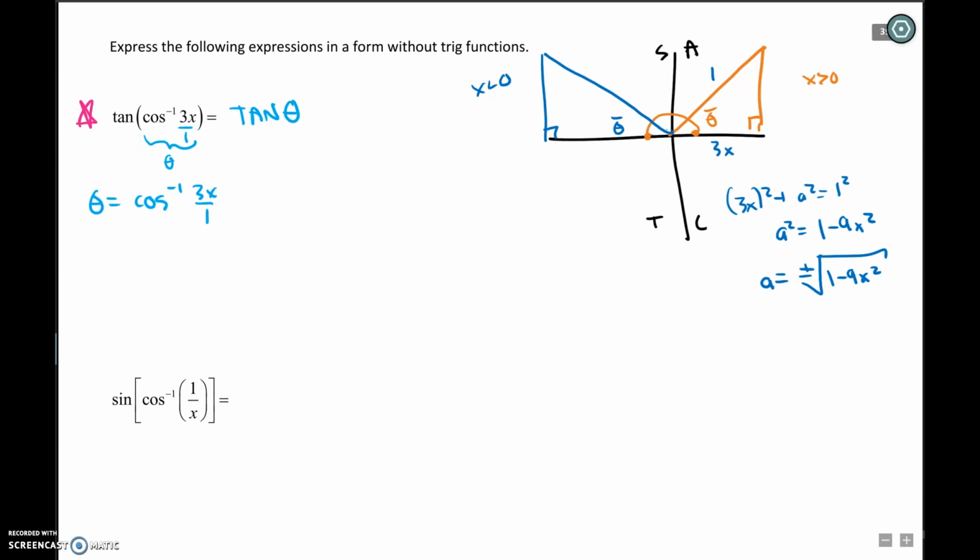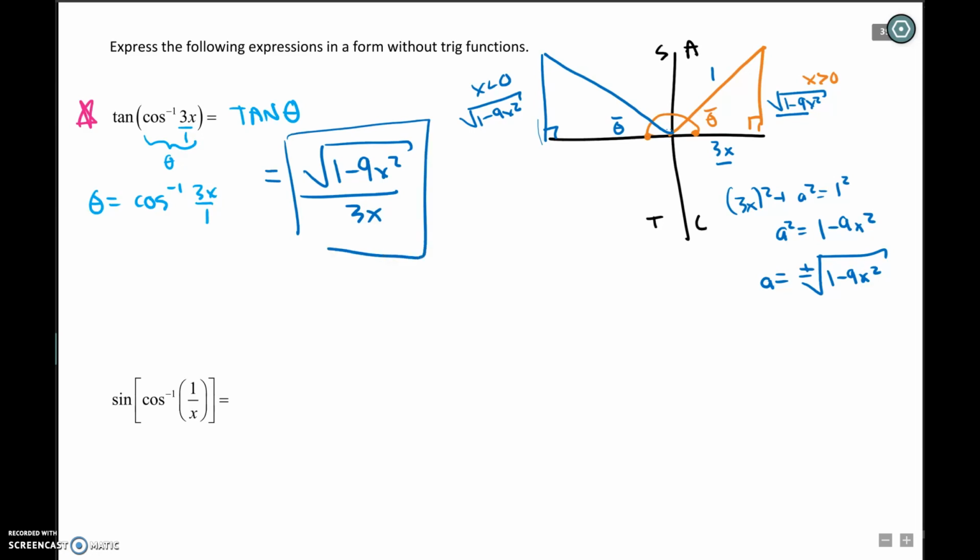However, because these are both positive, they're both up, I don't really need that negative, so I can just say the square root of 1 minus 9x squared. And it's going to be the same for both. You only really need to do one. So what is the tangent of theta? The tangent of theta is opposite over adjacent. It is the square root of 1 minus 9x squared over 3x. And everything's going to work out well on this one.